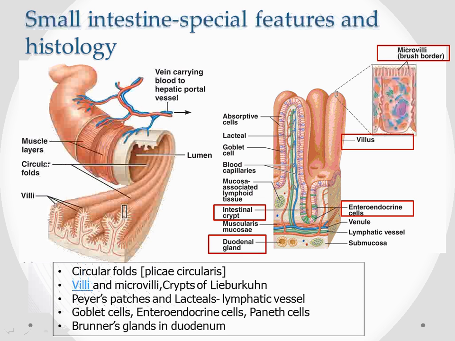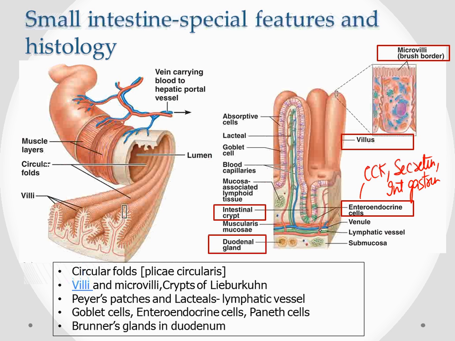Some special features of the intestinal crypts: it has a lot of goblet cells. It has special enteroendocrine cells like the stomach. So here also you have enteroendocrine cells, and these cells produce hormones like cholecystokinin. Then you have another hormone which is called secretin. It also produces intestinal gastrin. So these are some hormones which are produced by these cells.